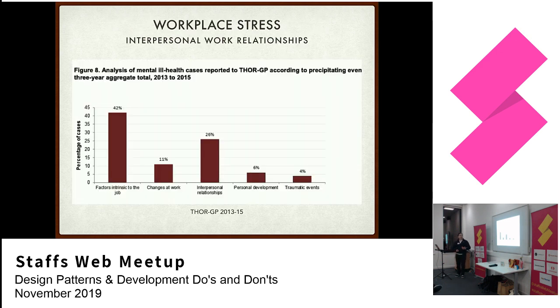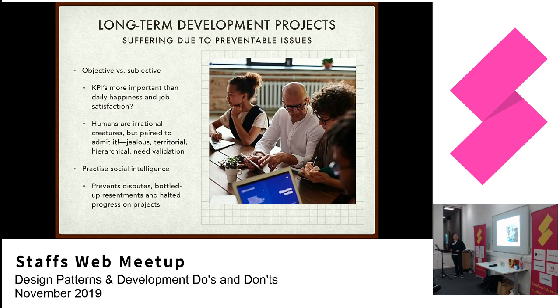And another study, I believe Thor GP, I think it's called, a couple of years ago, said that interpersonal work relationships, hang on, here we go. A quarter of workplace stress in this study was from interpersonal relationships going wrong. Now, I think this is a problem that's absolutely preventable. Hang on, I got it right. Yeah, so how does this actually relate to long-term development projects?